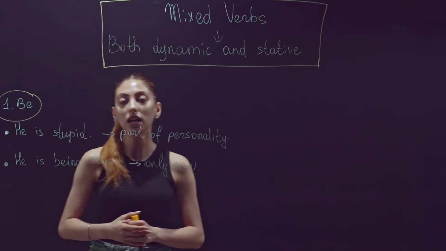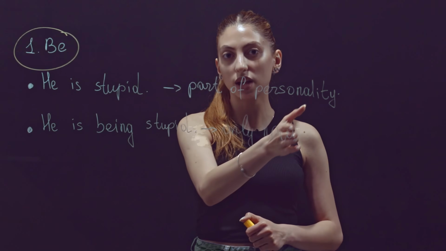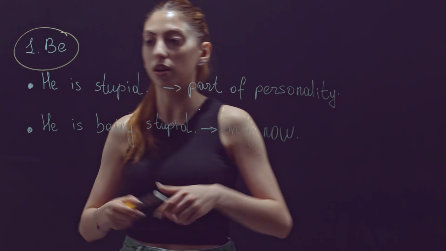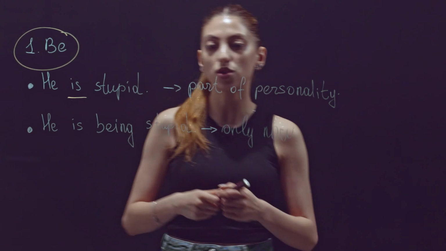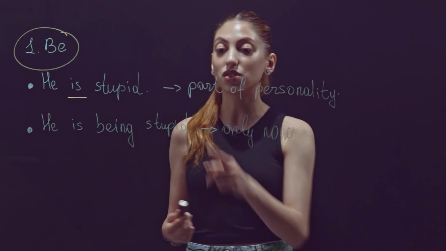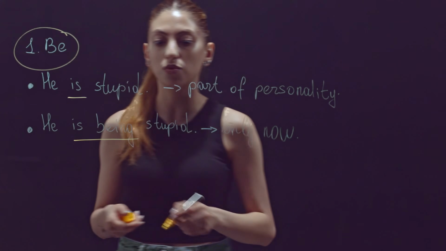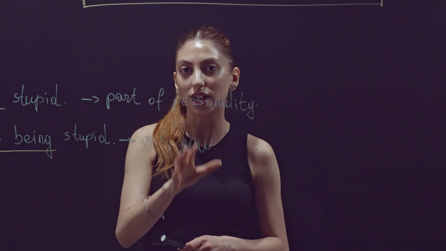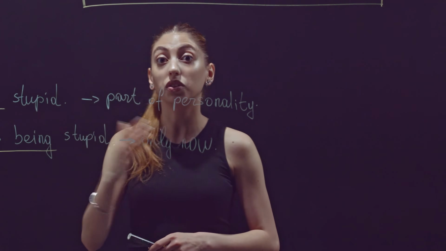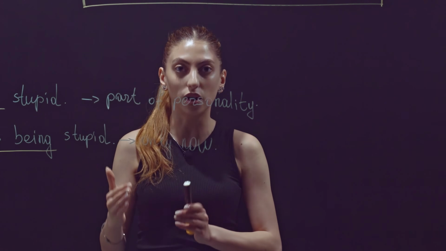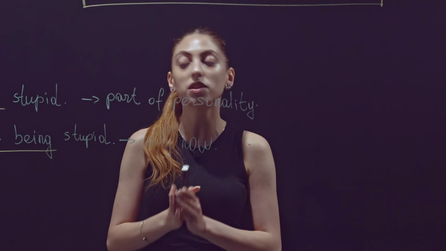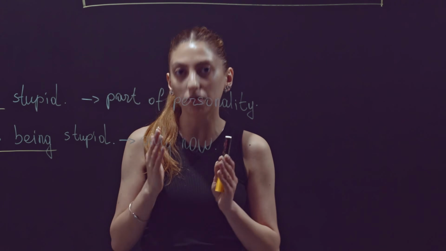First one, he is stupid. It's a part of personality when I say he is. Well, he is stupid. I show what kind of person he is. In a second case, he is being stupid. You can see some continuous form whenever we are adding the ing form at the end of some stative verbs, not all verbs, the meaning is changing completely.